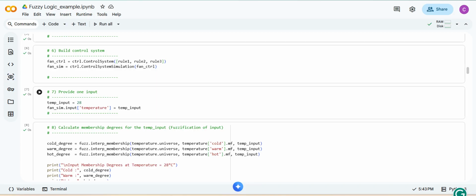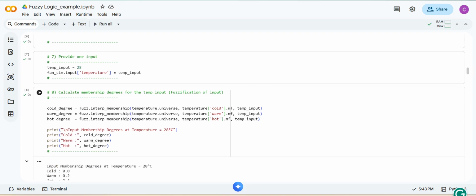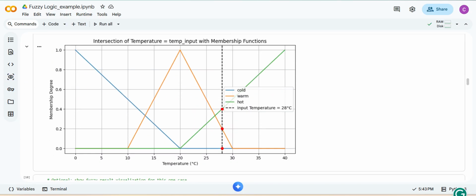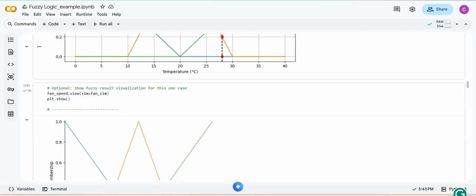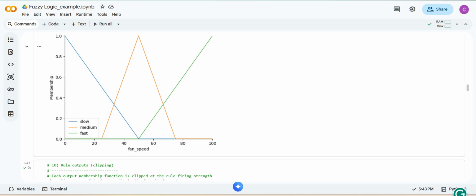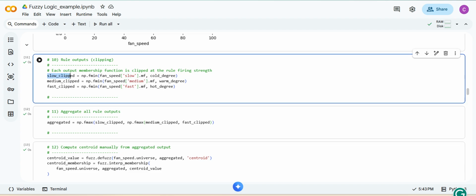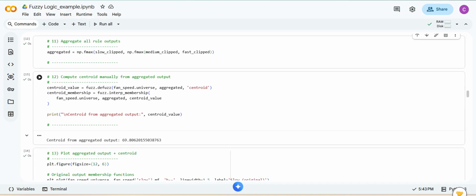So first we simulate the input, and then we have the membership degrees like 0 for cold, 0.2 for warm, 0.4 for hot. This will be calculated here. That's the output. And then intersection for our clarity, so where it is intersecting the input membership functions, and this is the output triangular functions. And for rule outputs, it is clipped for slow at 0, for medium at 0.2, and for fast at 0.4. Then we aggregate all the rule outputs.